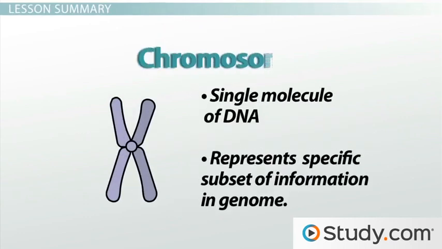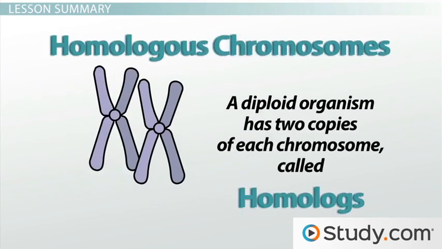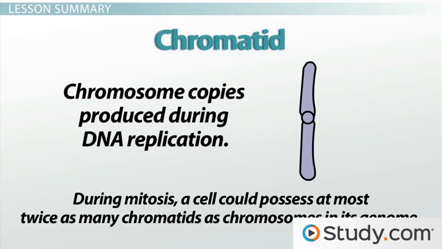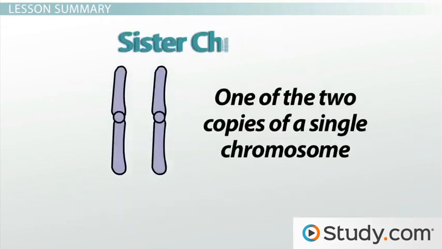In summary, a chromosome is a single molecule of DNA, which represents a specific subset of the information in the genome. A diploid organism has 2 copies of each chromosome, which are called homologous chromosomes or homologs. A chromatid refers to the copies of chromosomes produced during DNA replication. During mitosis, a cell could possess at most twice as many chromatids as chromosomes in its genome. A sister chromatid specifically refers to one of the 2 copies of a single chromosome.